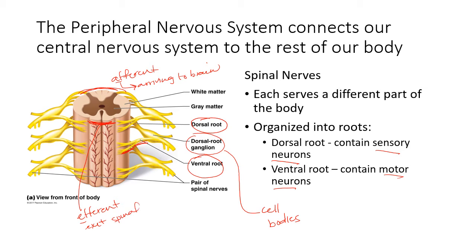Those efferent signals are going to signal to our body that we need to react to the sensory information that we are receiving. So dorsal roots have that big dorsal root ganglion, which contains the cell bodies of our sensory neurons. Ventral roots don't have that big ganglion. They just extend towards the belly side of our spinal cord.